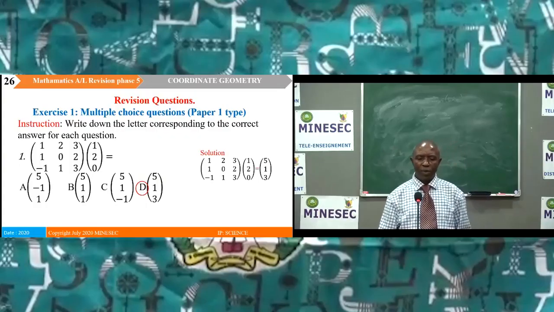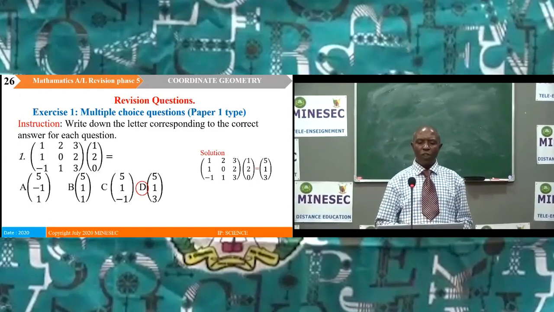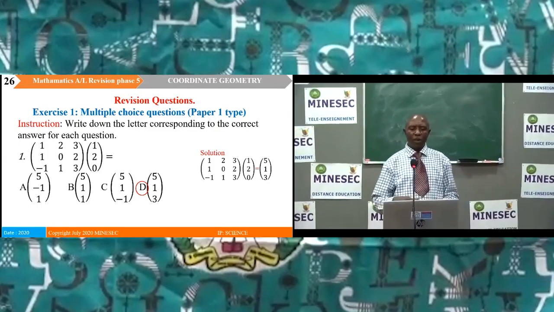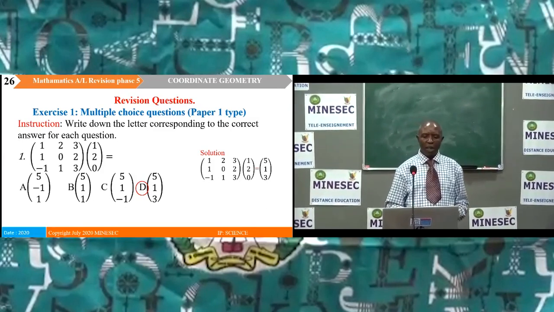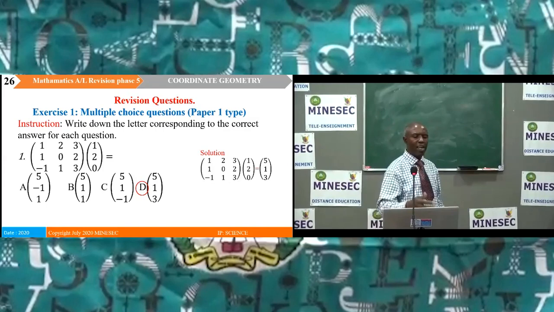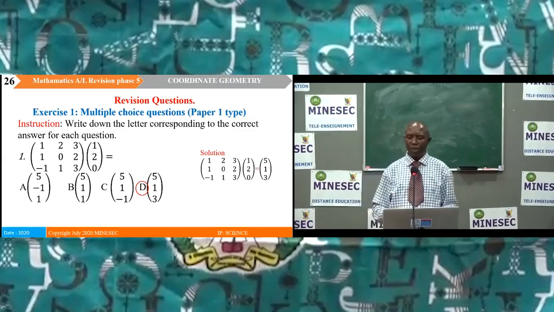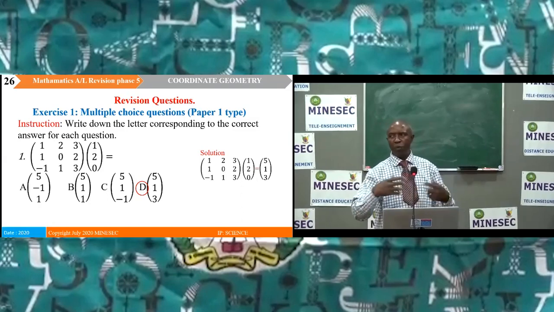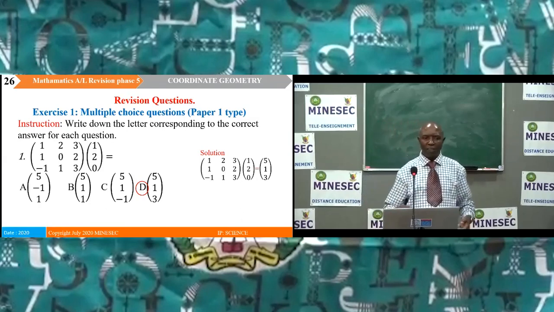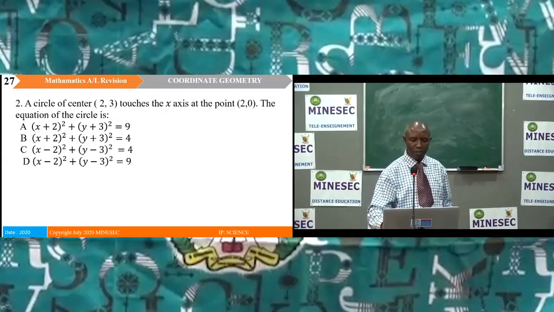Revision questions. Multiple choice questions, paper one. Write down the letter corresponding to the correct answer for each of the questions. Question one: we have to carry out multiplication. As you see on your screen, if you multiply the matrices there on your left, you obtain 5, 1, 3, and the correct answer there will be D. We did multiplication of matrices in the first cycle, and we have been doing it during our normal lessons, so that shouldn't be a problem.